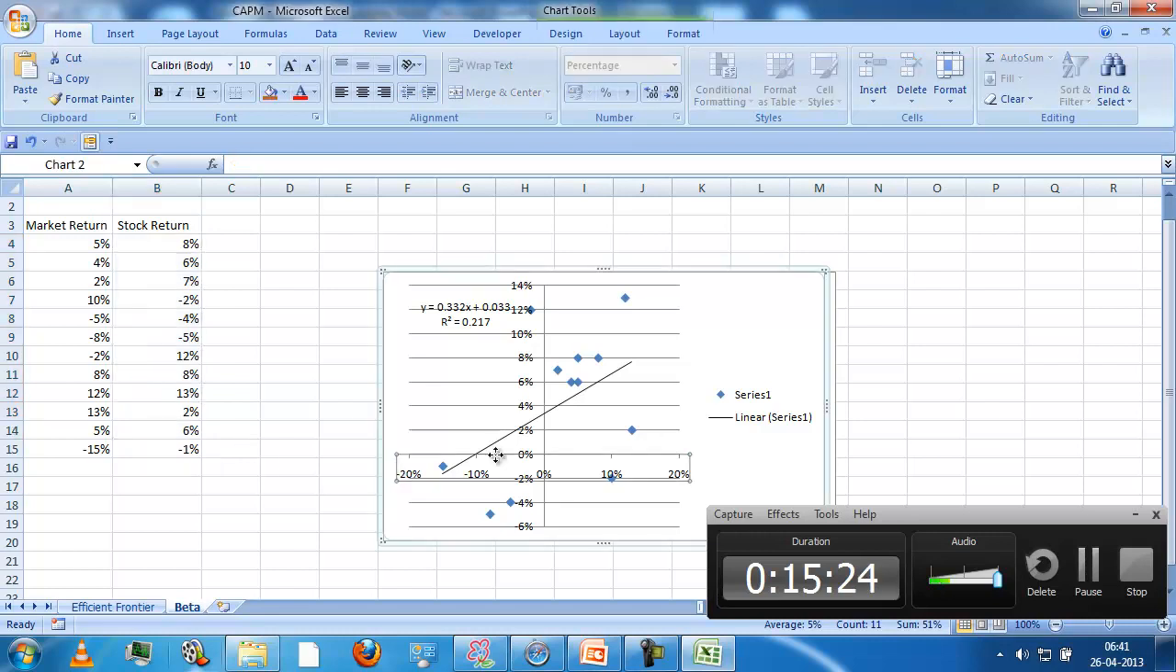So once we plot a scatter plot and insert a trend line, we get the following equation for the return of the stock. The return of the stock is plotted on the vertical axis and the market return is plotted on the horizontal axis. The slope of this line will give you the beta of the stock. In this case, the slope is coming as 0.332, so the beta of the stock is 0.332.